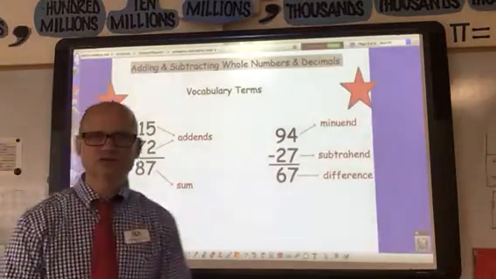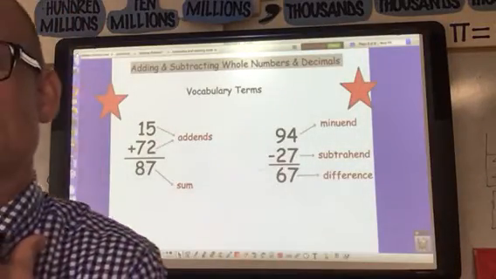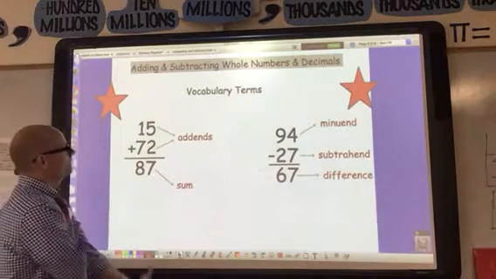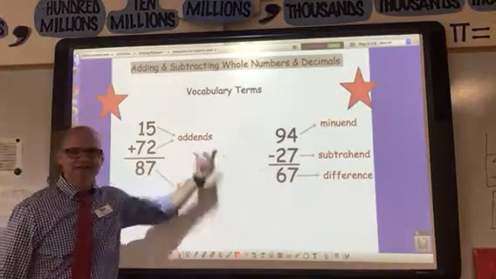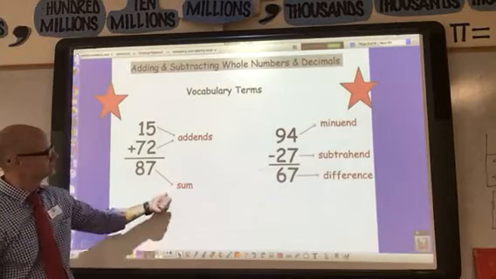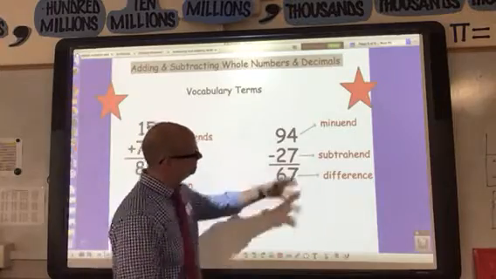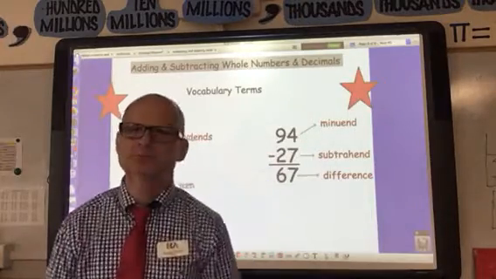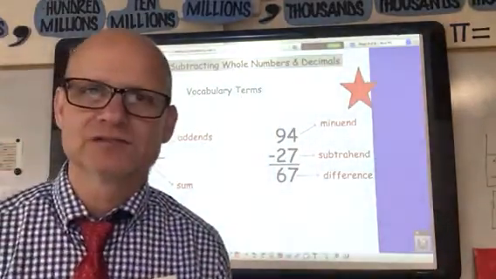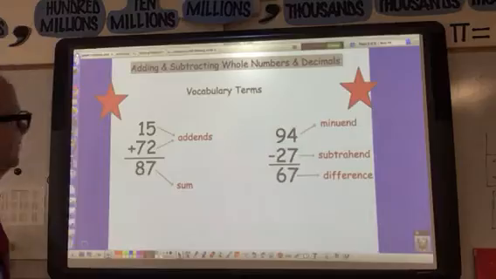The very first thing I want you to do is write these problems down and fill in the vocabulary terms. Go ahead, press pause. Thank you very much. All right, so numbers that you add are called addends. The answer to an addition problem is known as the sum. The answer to a subtraction problem is called the difference. And these two, you don't really need to know, but you do now. This is the top number in a subtraction problem. It's called the minuend, the bottom, the subtrahend. Okay, so anyway, terms.